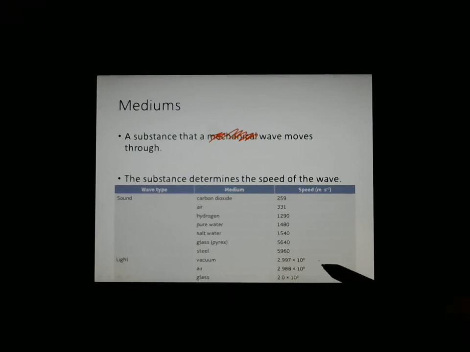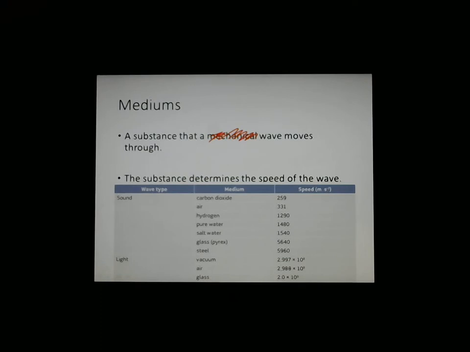Light, with the vacuum, it's very, very high. With air, it's very, very high. But glass, it starts to get a little bit lower, close to a third that of the speed of light in air. If we go down to diamond, I believe it's about 1.5 times 10 to the 8. It slows it down by about half. Still pretty fast, but it's reducing things by quite a lot.